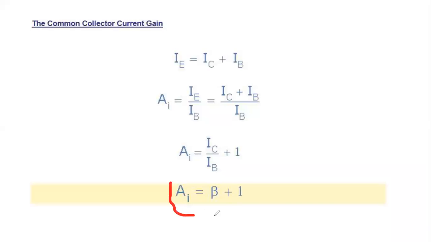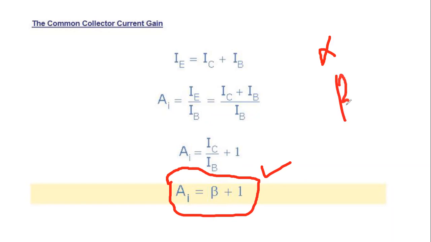The common collector gain is beta plus 1. In the common base, the gain was alpha. In the common emitter, it was beta. Now in the common collector, the gain is represented as gamma, and gamma is basically beta plus 1.